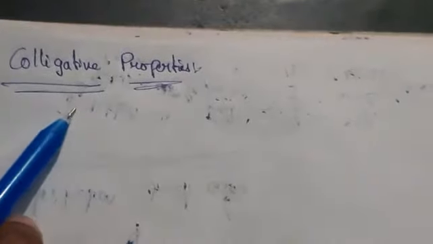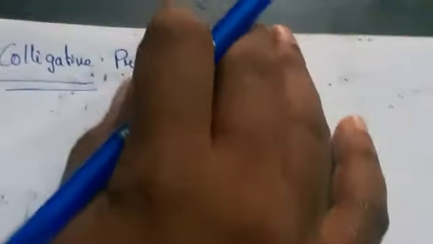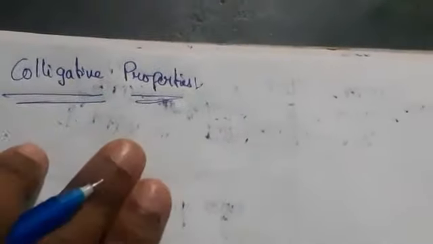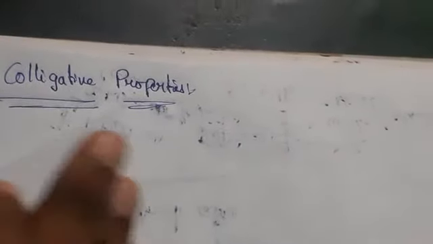Hello students, let us discuss colligative properties. Colligative properties are the properties that depend on the number of solute particles, not on the nature of the solute. So we can say the properties of the solution depend upon the number of solute particles but not on the nature of the solvent. That is what we call colligative properties.